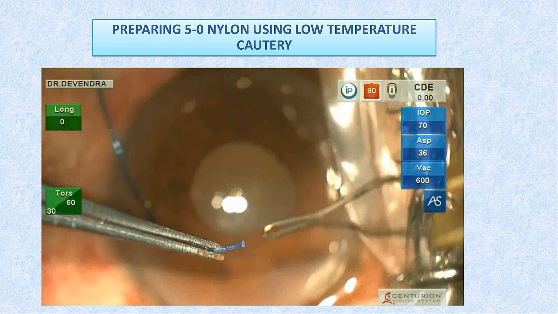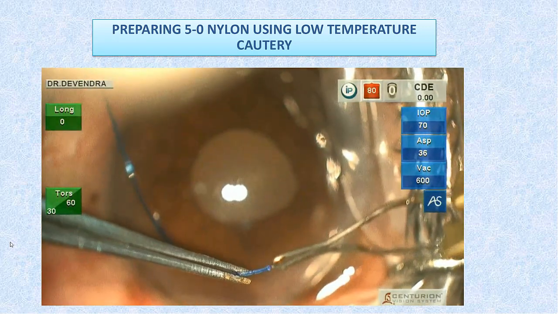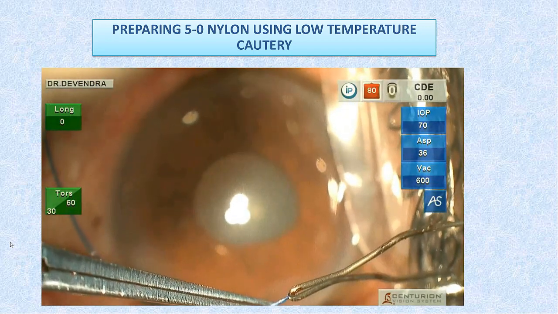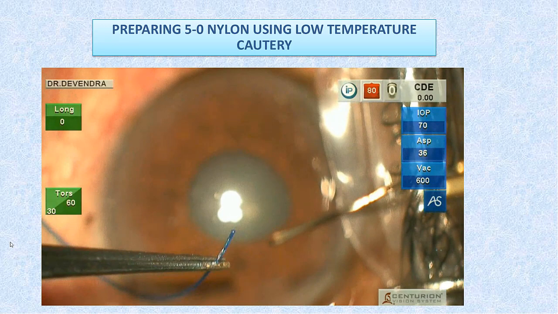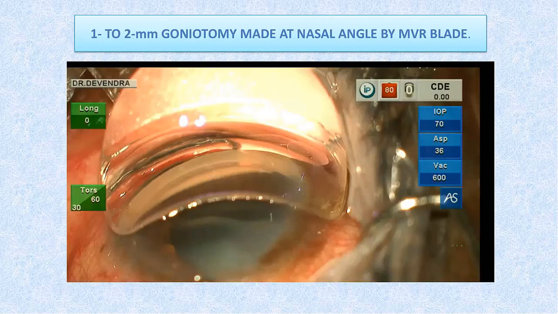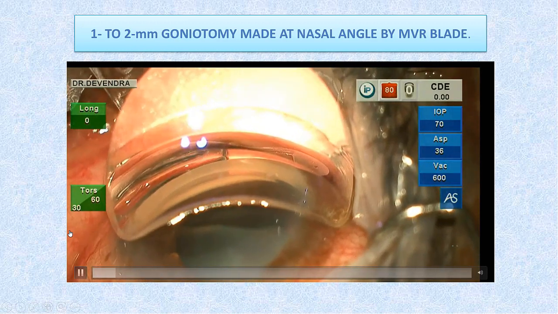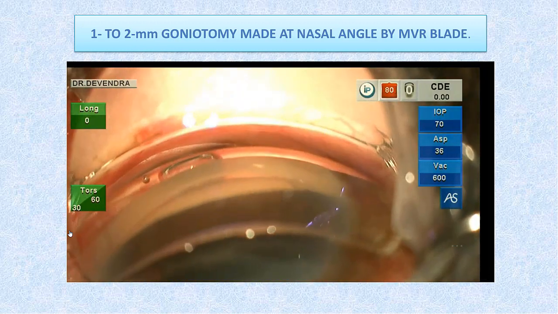The second step is preparing the suture for the goniotomy procedure. Here we use a low temperature cautery to prepare the tip of the suture. The tip should neither be too big nor too small. Under direct visualization with the gonioscopy lens, we do a 1 to 2 mm goniotomy at the nasal angle.